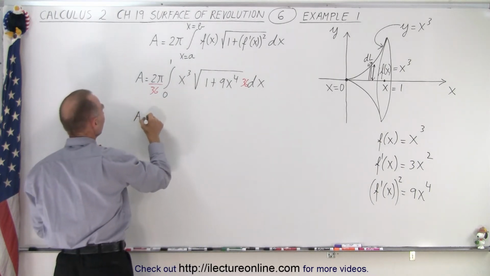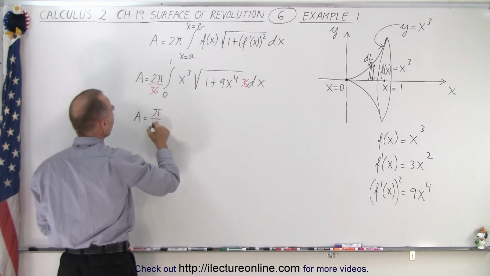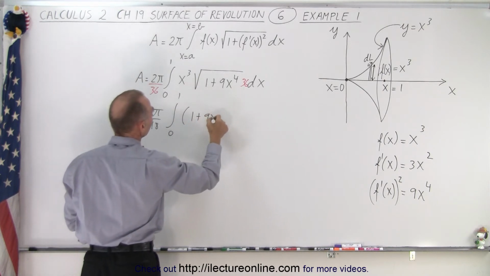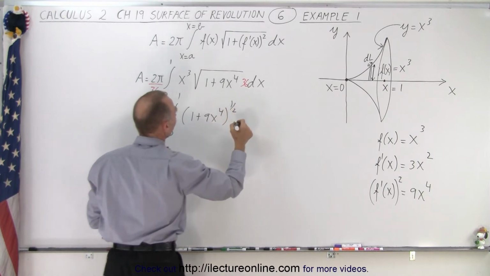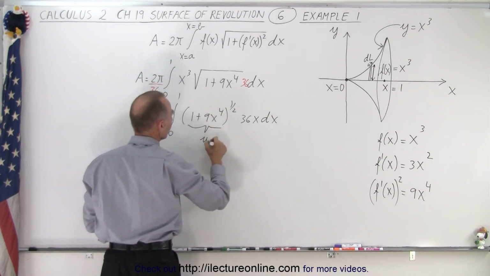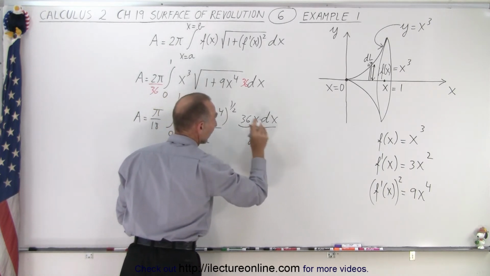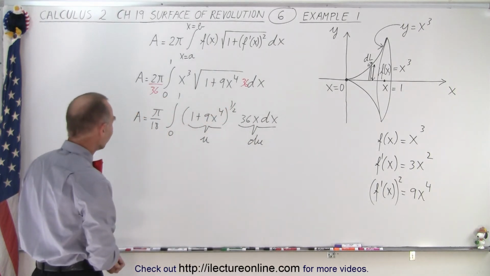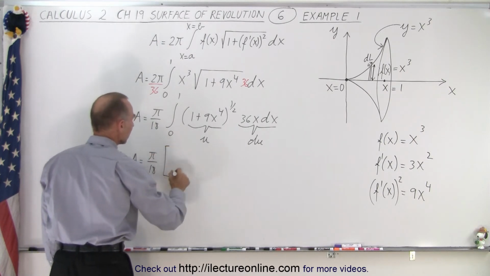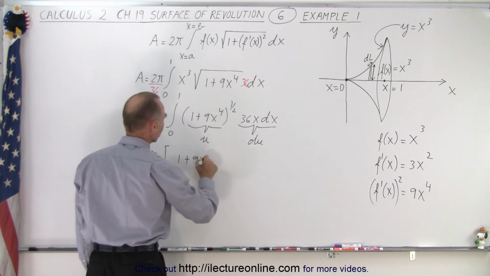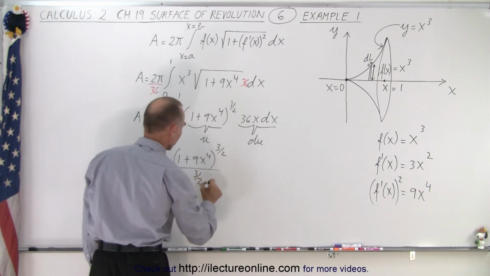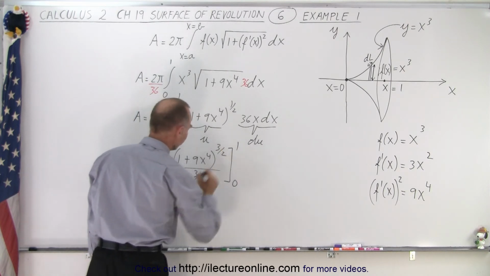So we have A is equal to, we can simplify that as pi over 18 times the integral from 0 to 1 of the quantity 1 plus 9x to the fourth to the 1/2 power times 36x cubed dx. And notice that this here, if this is equal to u, then this here is equal to du. So we have our proper differential and we're ready to integrate that. That means that the area is equal to pi over 18 times the quantity 1 plus 9x to the fourth power, now raised to the 3/2 divided by the new exponent 3/2 and evaluated from 0 to 1.